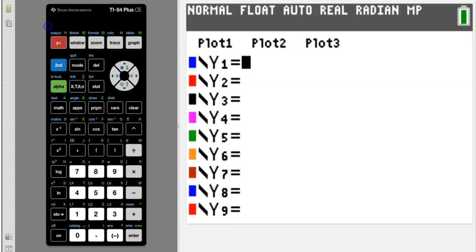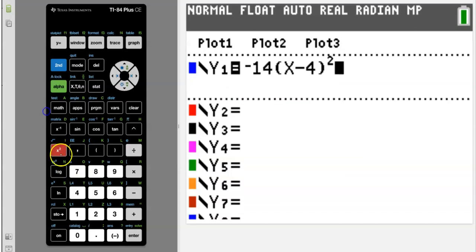You should be on the y equals screen right here. We're going to type in the equation exactly as we see it. So remember, negative is down here at the bottom. Negative 14, parentheses, x minus 4, close your parentheses. To square it, it's diagonal up from your 7, that's the square button. And then we're going to do plus 1,000.